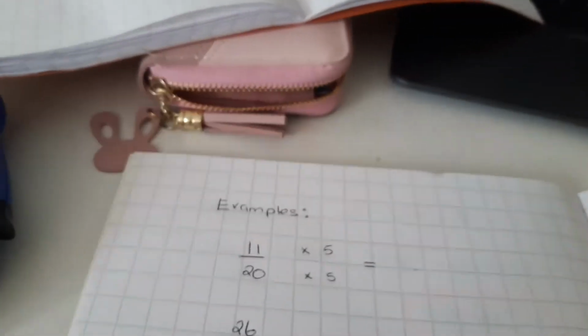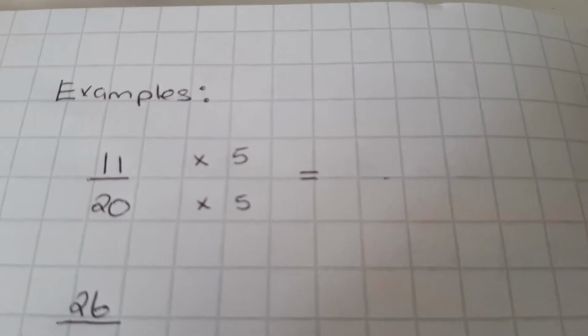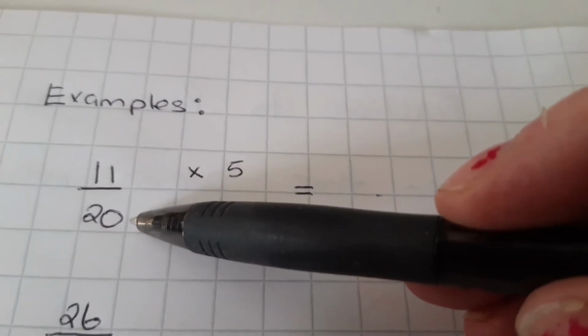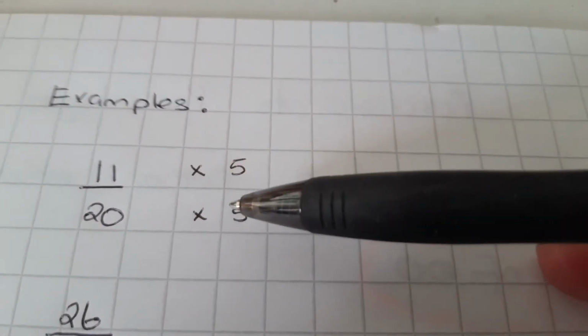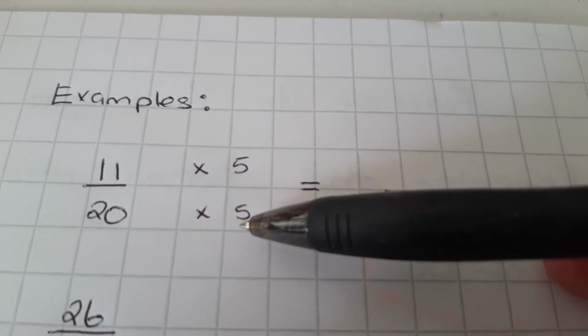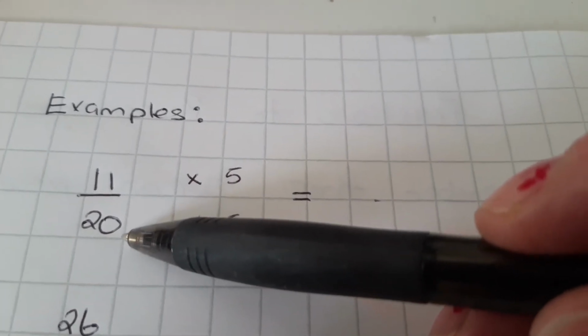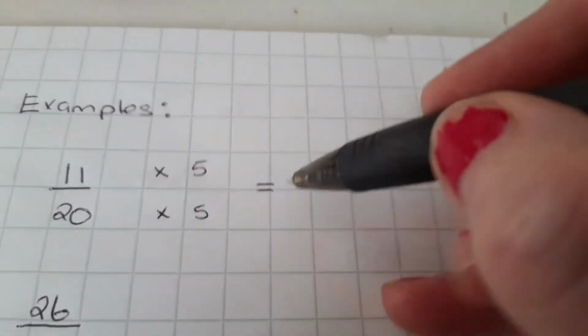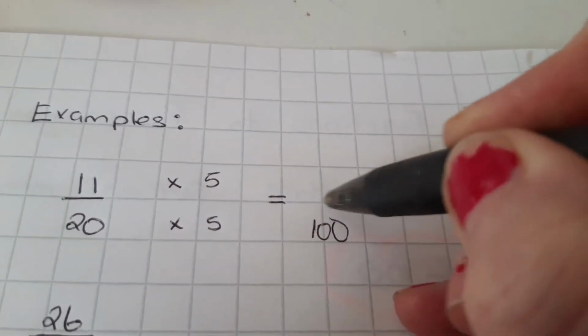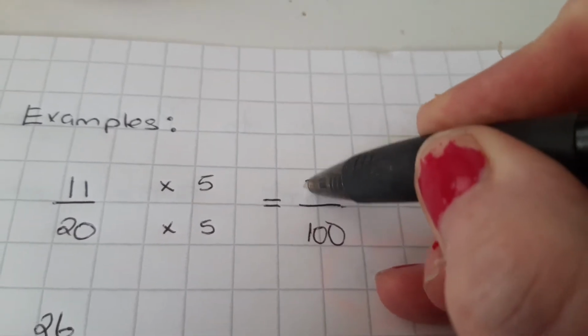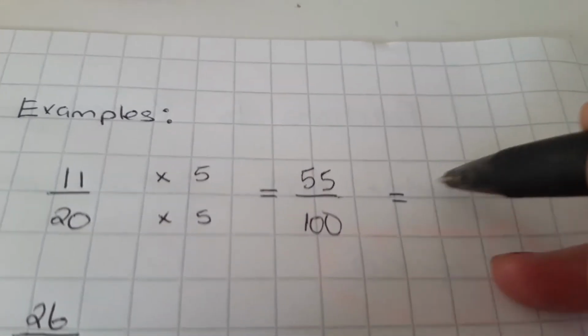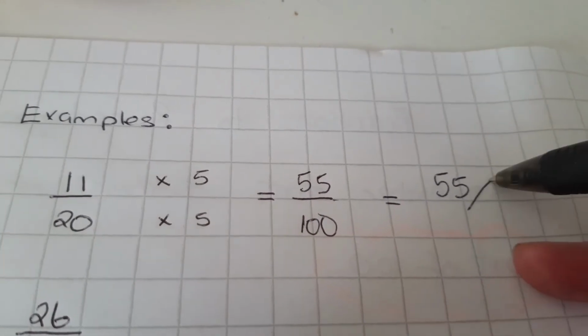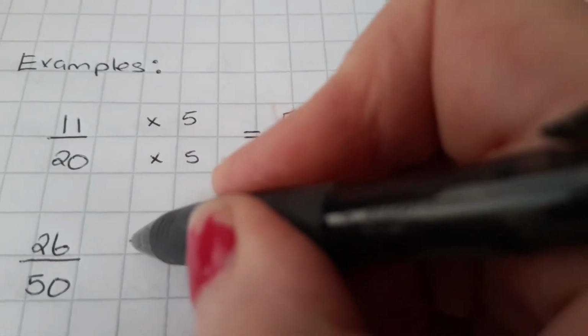So here we go. The first example we're doing is 11 over 20. So it's not 100. So what you have to do is decide what I'm going to multiply by. And 20 goes into 100 5 times. So decide to multiply by 5. So 5 times 20 gives me 100. 5 times 11 is 55. This is 55%.